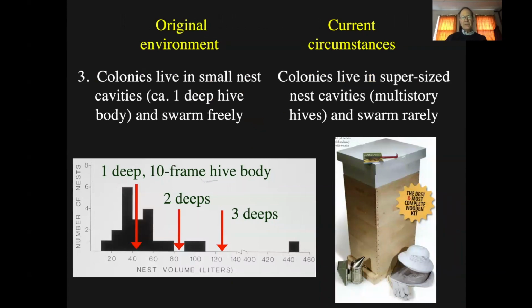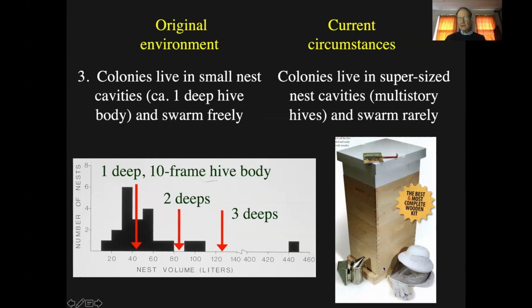Another contrast is the size of their homes, their dwelling places. In the wild, this is a distribution of the nest cavity volumes of bee trees that I've collected. You can see they're generally in the range of one deep 10-frame hive body, sometimes a little smaller, sometimes a bit bigger, but they're not 2 deeps, and they're certainly not 3 deeps. In contrast, in current circumstances, this is a photograph that I've lifted from one of the bee supply catalogs here in the US. And you can see that these bees are living in, this is the best and most complete wooden kit, by the way. You can see standard beekeeping practice: you put bees in very large hives, supersized nest cavities, multi-storied hives.